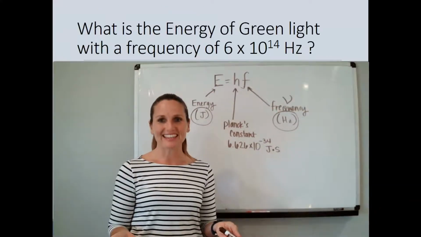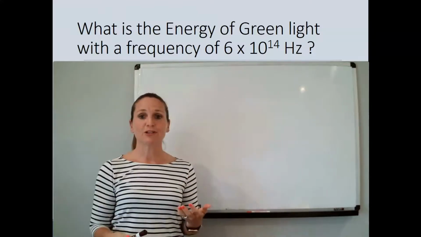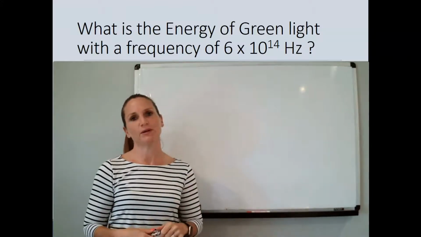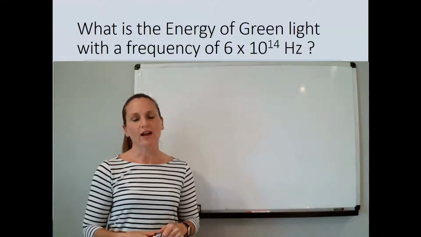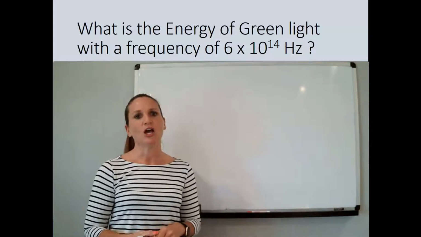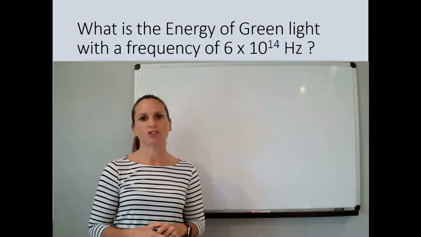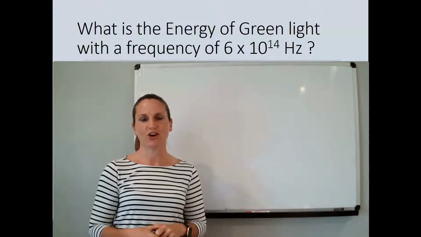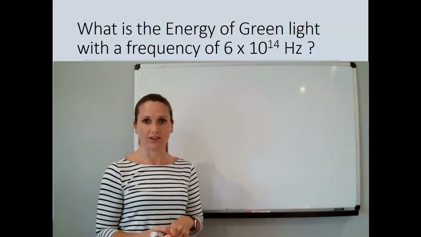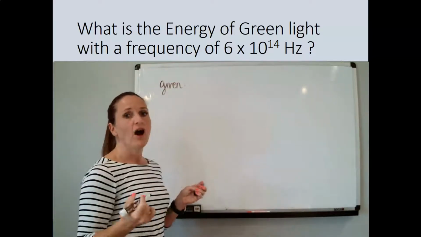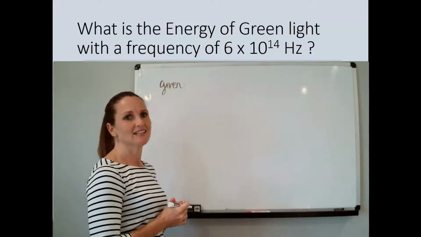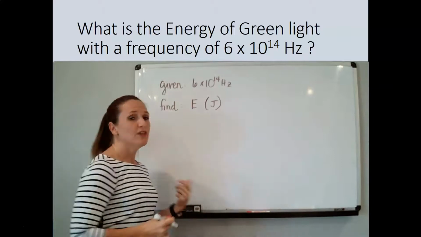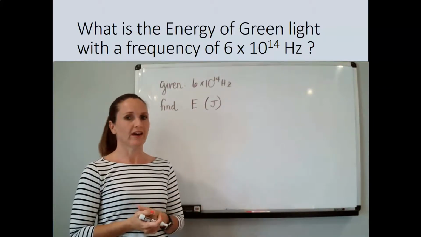Speaking of a problem like this, we're going to try one. As I mentioned before, for every kind of problem that we're doing in this chapter, we are going to be using the 5-step method. So the question is, what is the energy of green light with a frequency of 6 times 10 to the 14 hertz? We start with given and find. Our given is 6 times 10 to the 14 hertz. This time though, we're being asked to find energy.